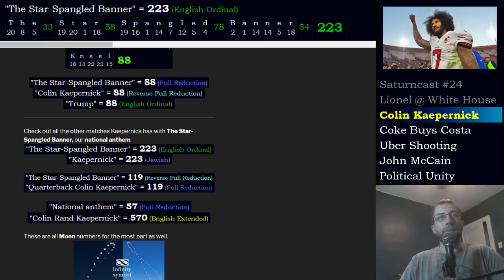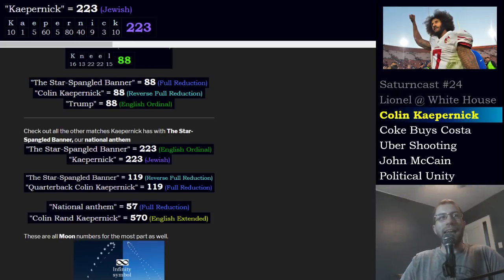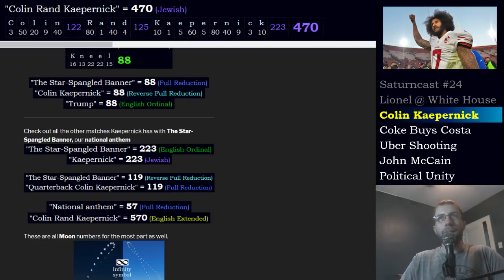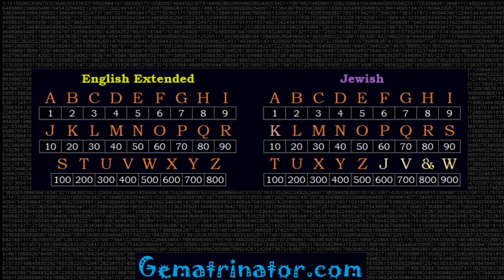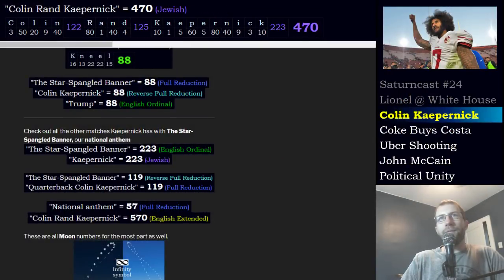Notice how the Star-Spangled Banner equals 223 ordinal. In Jewish Gematria, the name Kaepernick equals 223. His full name, Colin Rand Kaepernick, using English Extended Gematria, is built similarly to Jewish Gematria, but uses the current alphabetic order, 1 through 26. You'll see this cipher is built 1 through 9, 10 through 90, 100 through 800. So it sums to 570, his full name.